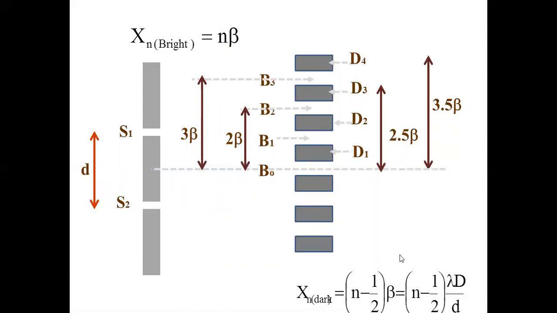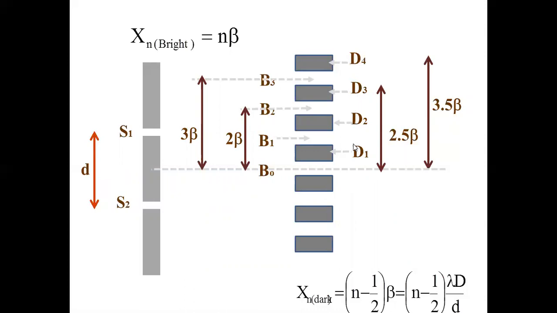What about the dark fringe? Here you should be careful. See, from the bright fringe, first dark, half beta. Next dark, 1.5 beta, because dark to dark is beta. Correct? So the second dark fringe is at a distance of 1.5 beta from the central bright. Because you don't have a central dark fringe, you have a central bright fringe, right? So from the central bright to the first dark, half beta. Second dark, 1.5 beta. Third dark, 2.5 beta.